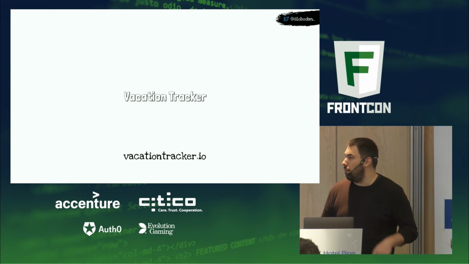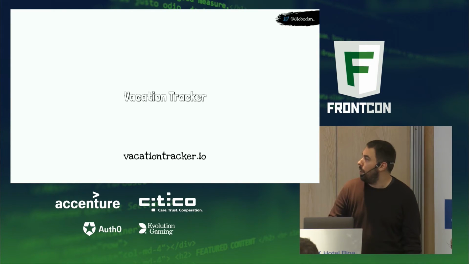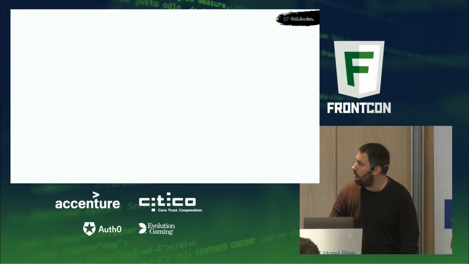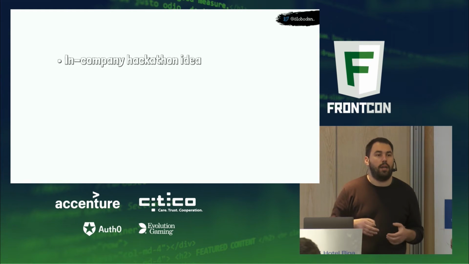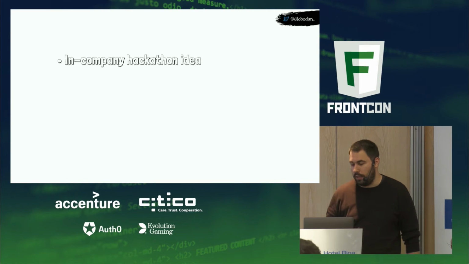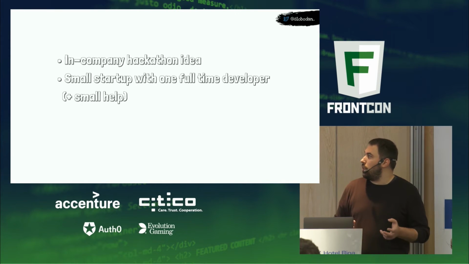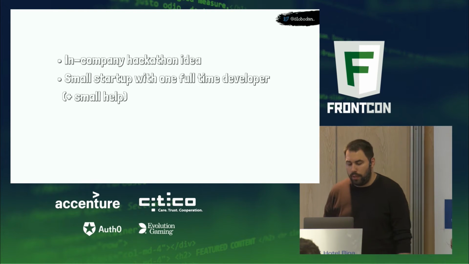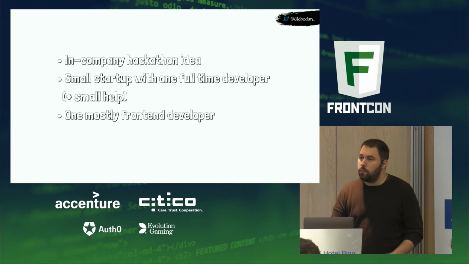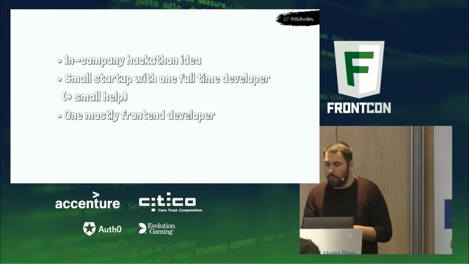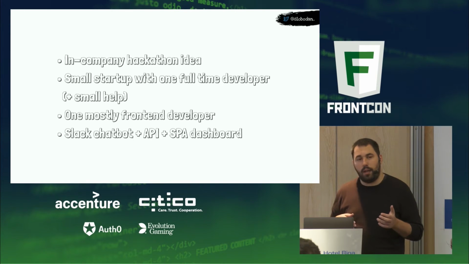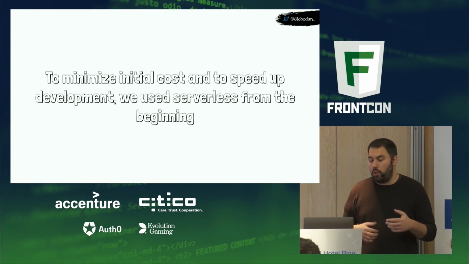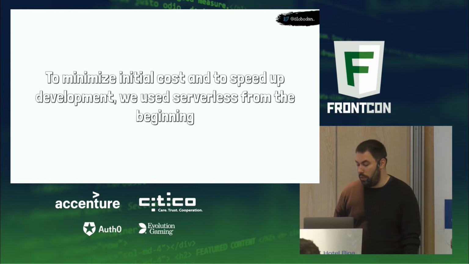The second story, sorry for going a bit faster, we have a bit less time, is a story about my startup called Vacation Tracker. So basically, it started as an in-company hackathon idea. We had like 15 people at that moment, and it was hard for us to manage who's on vacation, who will be on vacation, and things like that. So at the end, we created a small startup inside the company, and we assigned just one developer to that. He had some small help from time to time. He's mostly a front-end developer. He did some backend, but he's not an expert in backend for sure. And we started with a Slack chatbot, some API, and finally a single-page application for the dashboard. To minimize the initial cost and to be able to run really fast, we started with serverless, of course.